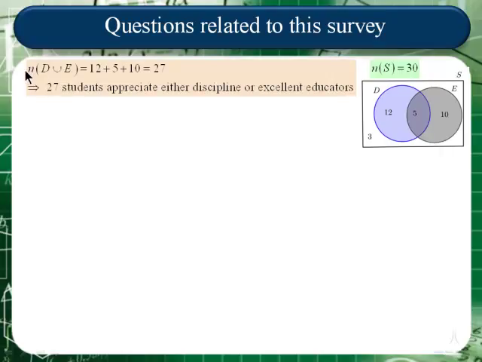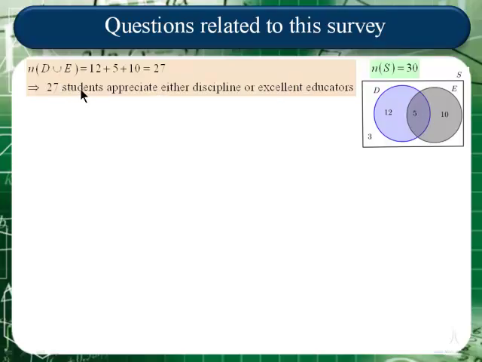Let us look at probability questions related to this survey. Here the results from the survey are summarized in this Venn diagram, and we know that the cardinal number of the sample space is 30. So if we look at the cardinal number of the union, in other words the shaded areas here, we find that the cardinal number of the union is 12 plus 5 plus 10, or 27.